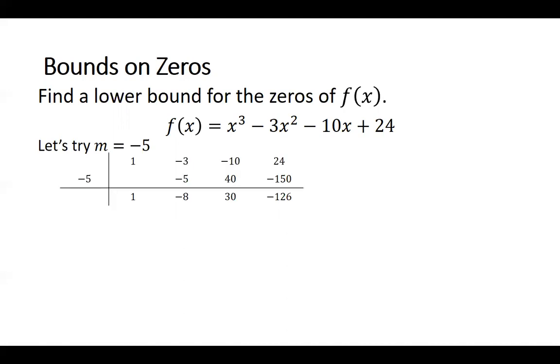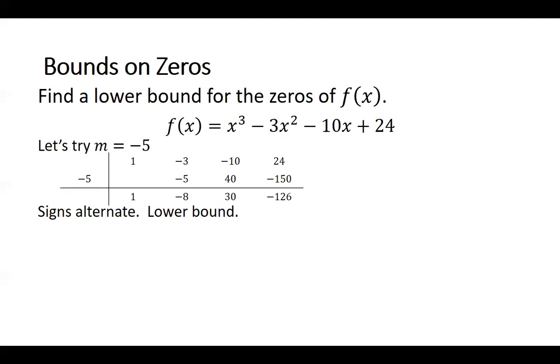I do my division. I get 1, negative 8, 30, negative 128. That's non-negative, non-positive, non-negative, non-positive, or it's just positive, negative, positive, negative. You don't have any zeros, so it makes it easy that way. The signs alternate, so that is a lower bound.